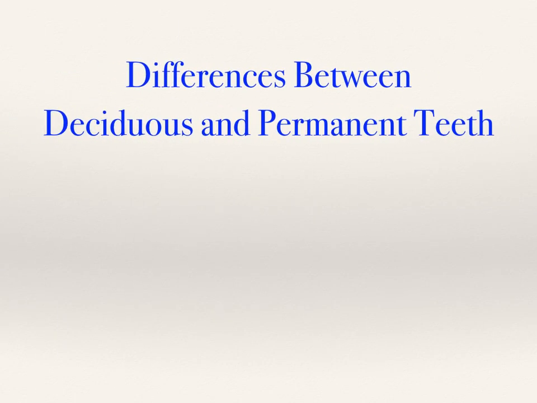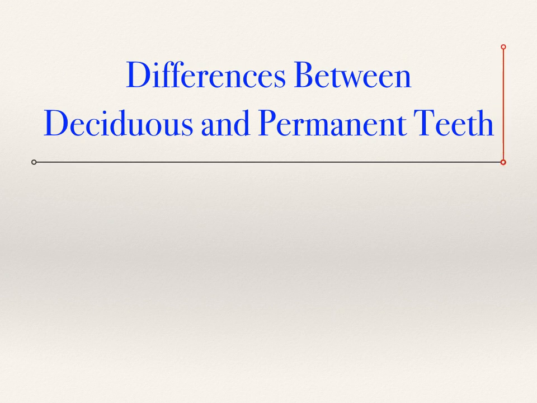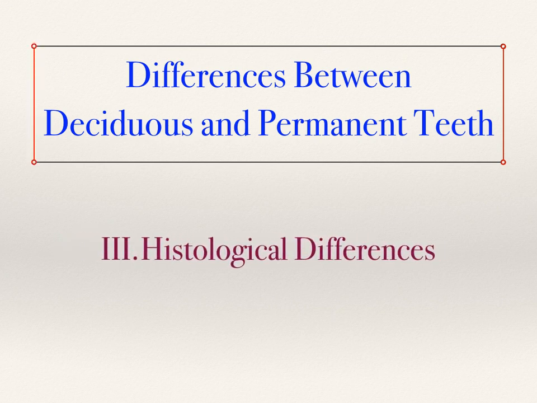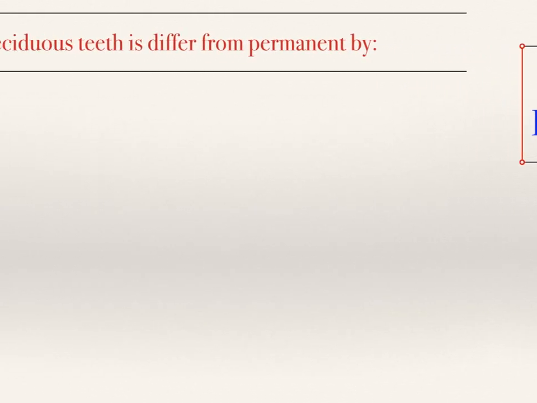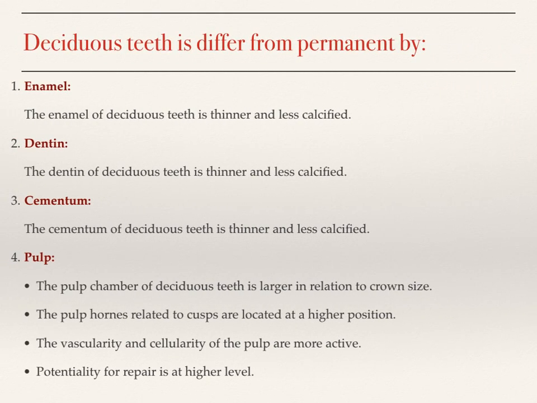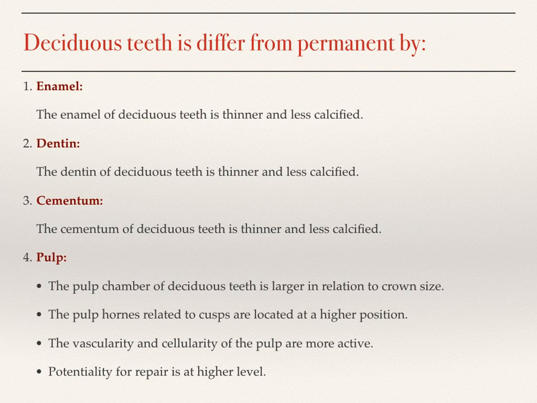The third way for differences between deciduous and permanent teeth: histological differences. Deciduous teeth differ from permanent by the following. The enamel of deciduous teeth is thinner and less calcified. Also, both dentine and cementum of the deciduous teeth are thinner and less calcified.